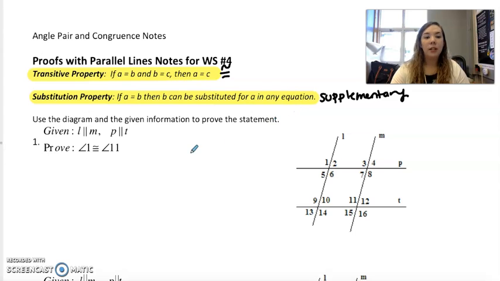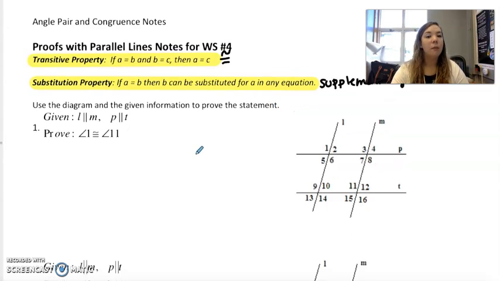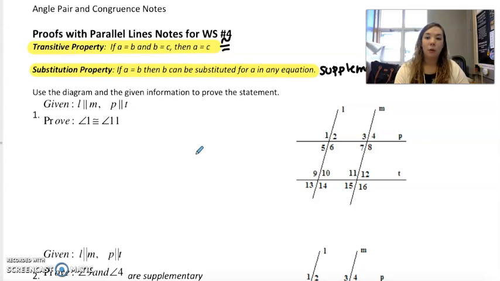On number 1 here, it says, given that L is parallel to M and P is parallel to T, we want to prove that angle 1 is congruent to angle 11. And I do think it's helpful to mark our picture here. So we're saying these two sets of lines are parallel, and that's how you're always going to want to start your proof. I like to teach 2-column proofs, where the first column is your statement and the second column is your reason.